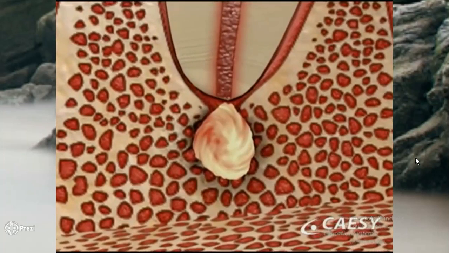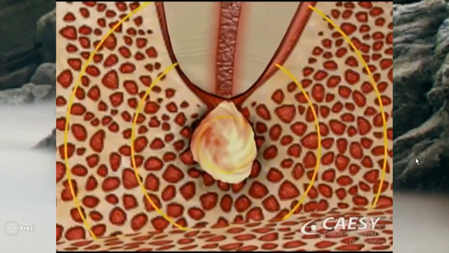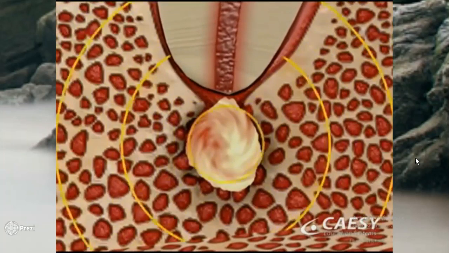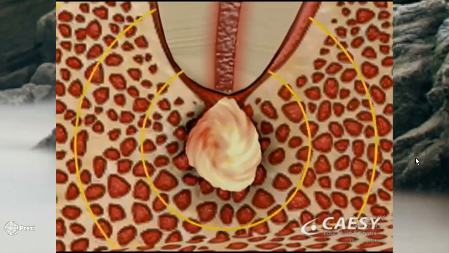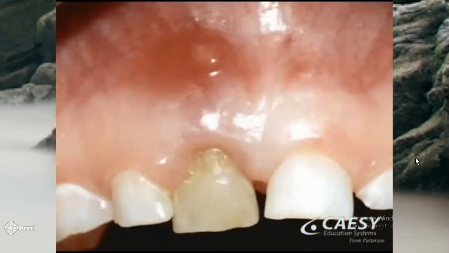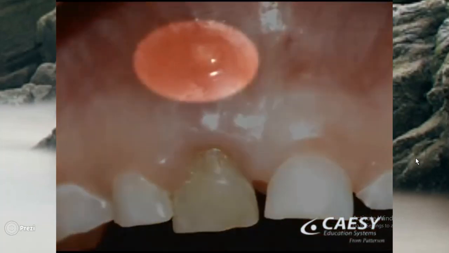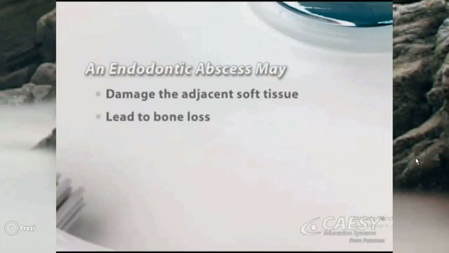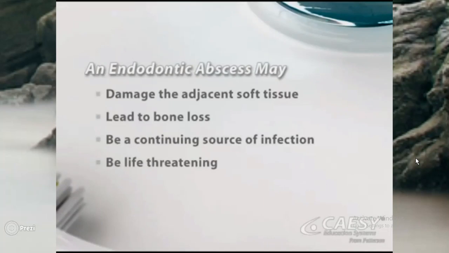This is the abscess. The abscess creates pressure inside the bone and on the ligaments surrounding the tooth, and this can cause excruciating pain. Sometimes the abscess drains near the infected tooth, forming a gum boil. Left untreated, an endodontic abscess can damage the adjacent soft tissue, lead to bone loss, be a continuing source of infection that drags down your immune system, and even be life-threatening.